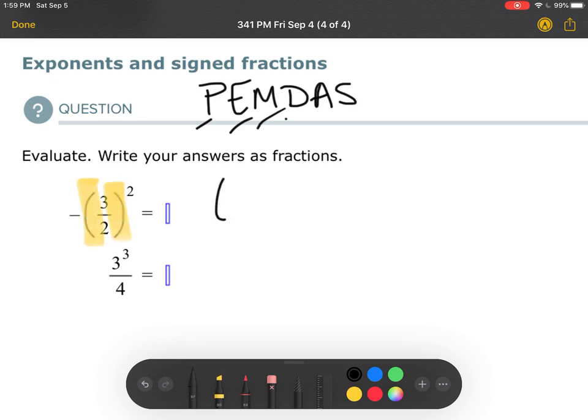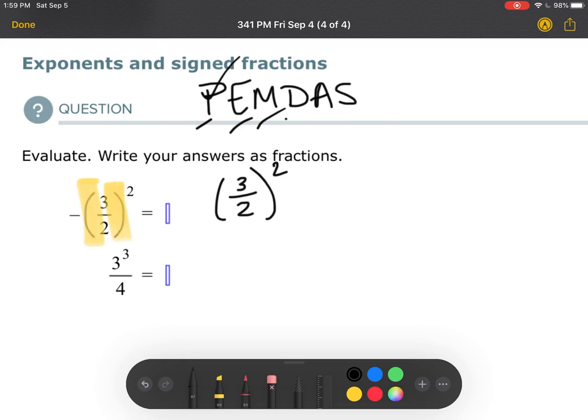Inside of my parentheses is 3 over 2. There's nothing to evaluate inside of this. It's just 3 over 2. If there was something like 3 over 2 times 2 in parentheses, I would take that first, but just make sure you check that there's nothing you need to do inside those parentheses. Okay, so that's done. Then I'm going to go to my exponents.